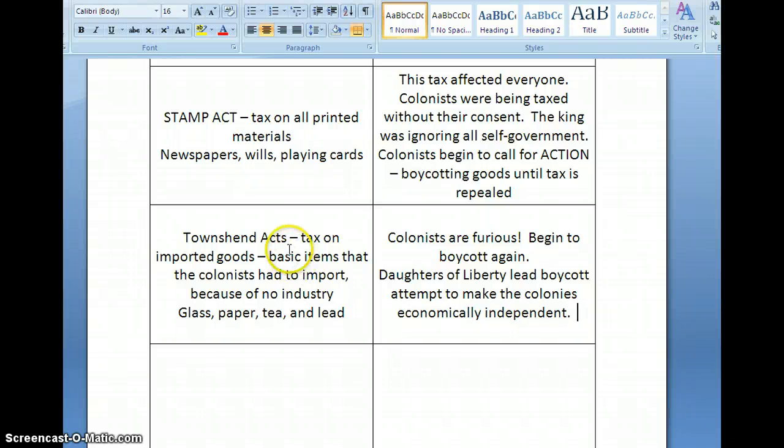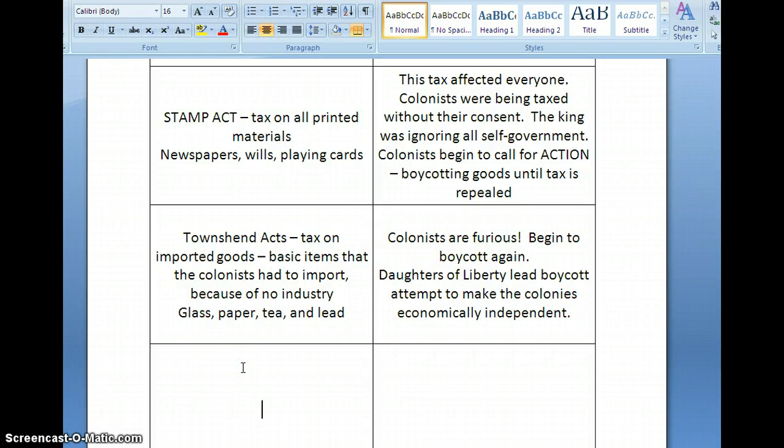Okay, so the Daughters of Liberty were looking to create economic independence in the colonies. They wanted industries to increase so we could start making glass and paper and tea and our own lead and things. By boycotting those things, we were trying to create industry here.